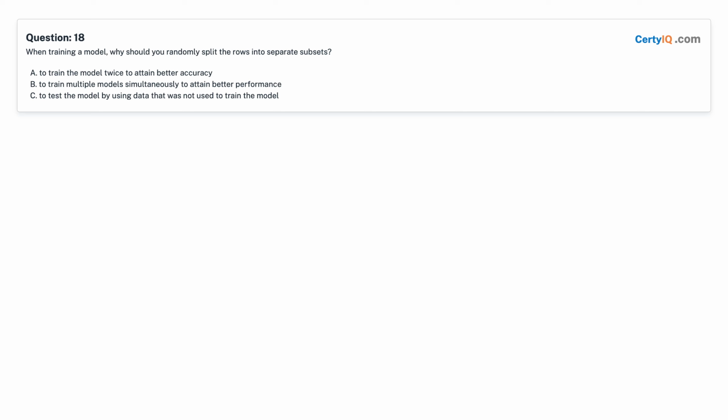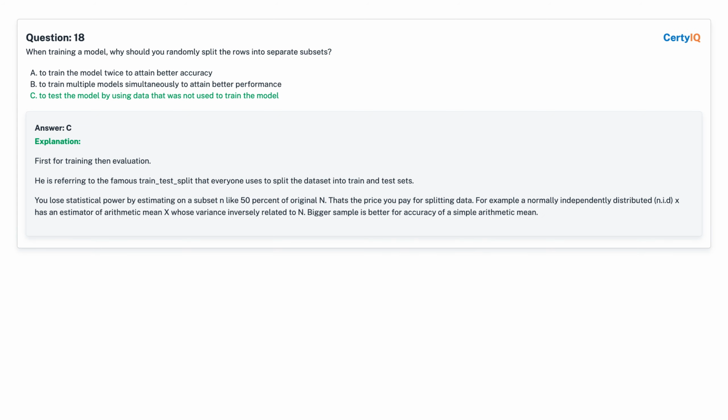Question 18. When training a model, why should you randomly split the rows into separate subsets? A. To train the model twice to attain better accuracy. B. To train multiple models simultaneously to attain better performance. C. To test the model by using data that was not used to train the model. Answer is C. To test the model by using data that was not used to train the model.